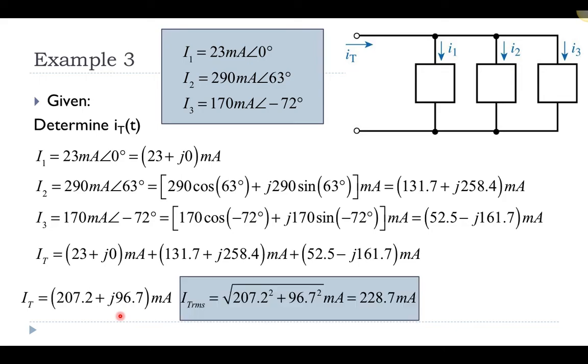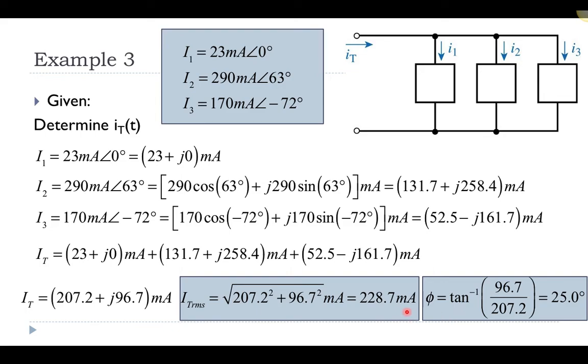I can convert that back into polar form. I can find the magnitude, which is the square root of 207.2 squared plus 96.7 squared, giving me 228.7 milliamps. I can find the phase angle, which comes from the imaginary part over the real part, and we know how to do this with complex numbers. That gives me 25.